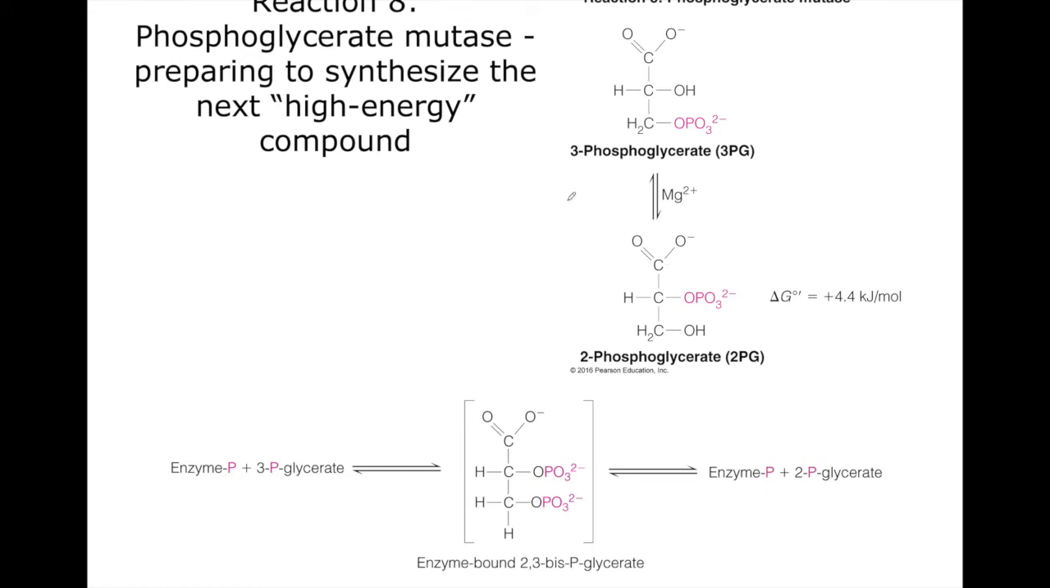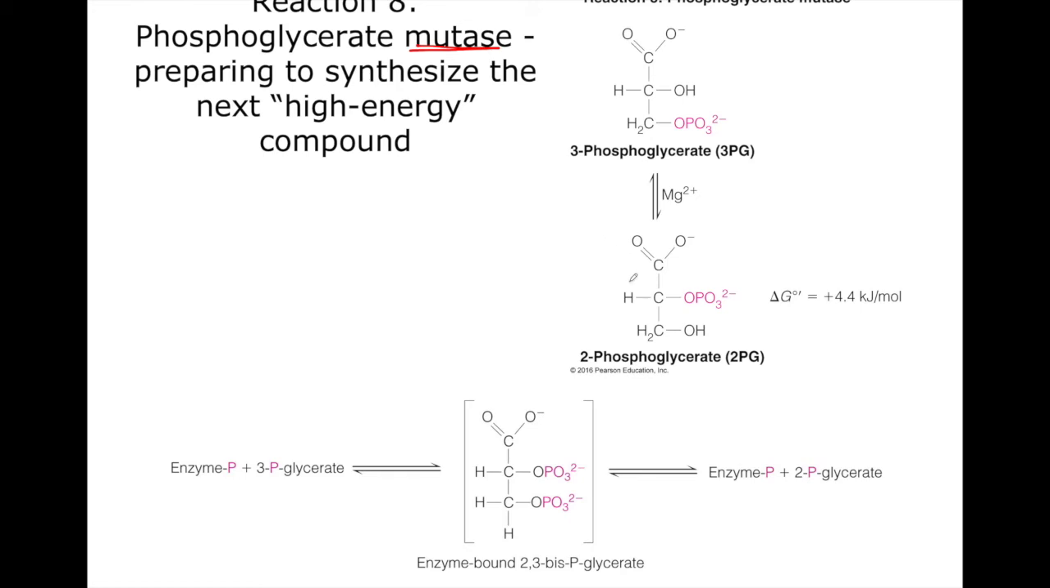So let's look at reaction 8. Here we have our 3-phosphoglycerate, which we just produced, and we are going to convert that into 2-phosphoglycerate. What we're doing here is essentially just moving a functional group from one carbon to the next. An enzyme that does an internal transfer of a phosphate group is called a mutase. So this would be phosphoglycerate mutase.